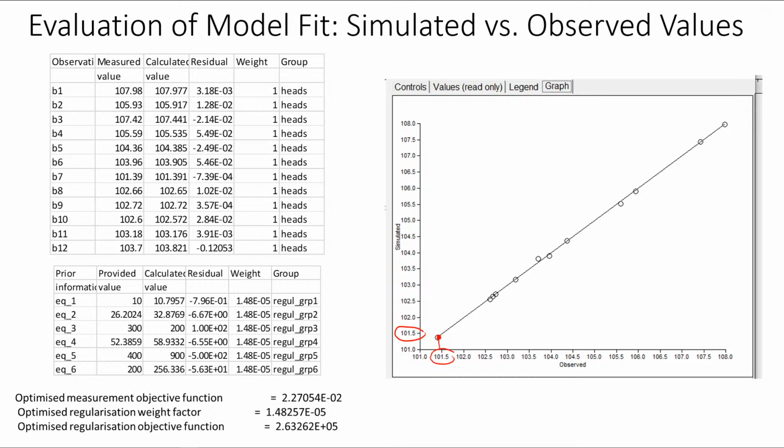Versus, for the sake of argument, let's say at this point, what is observed in the field is 105, and what my model is simulating is 107. So that would be here, at 107.